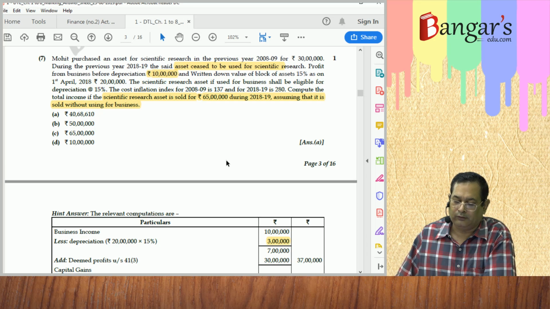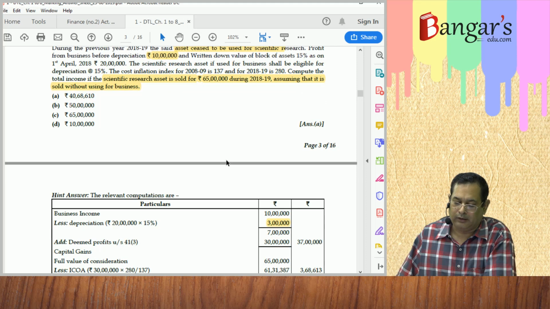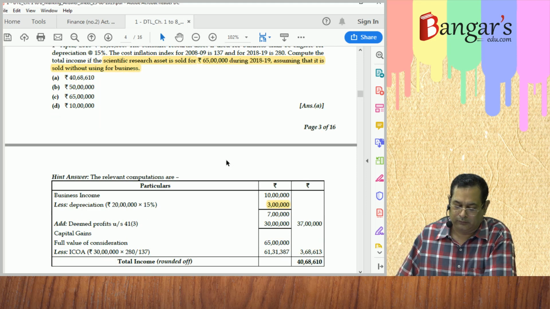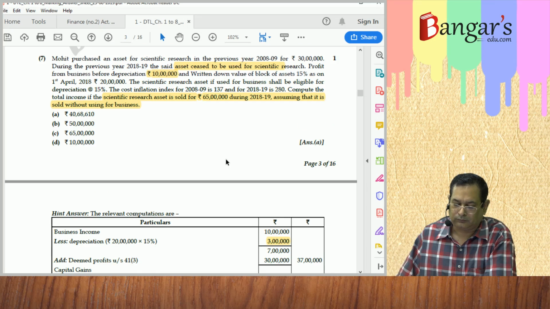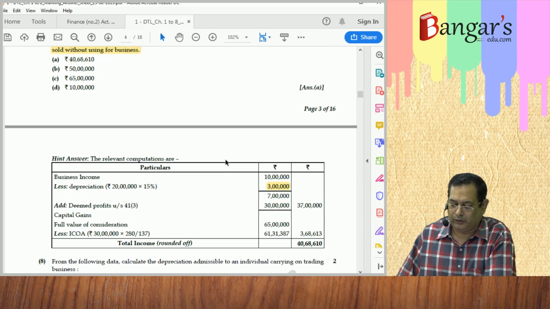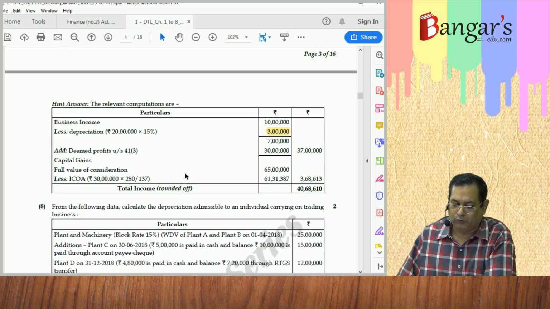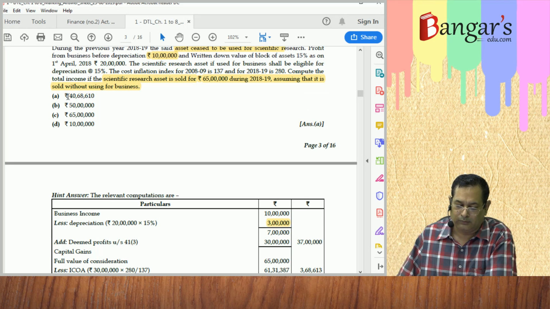The cost of the asset was 30 lakh rupees acquired in 8-9. We'll be using the index of 8-9, and the index of the year of transfer is 280. So this will be the capital gains. So what you are required to find out is the total income. The total income will be 40 lakh 68,610.